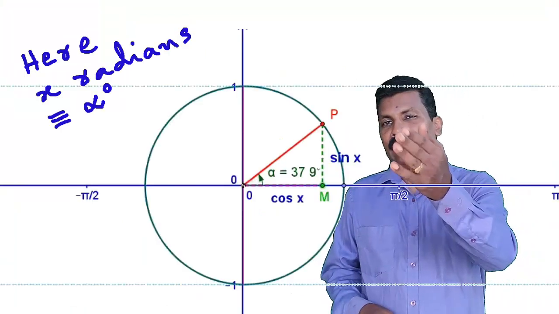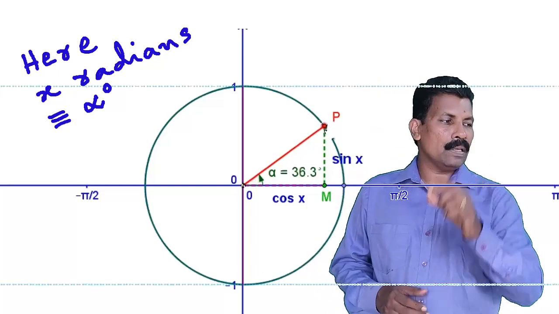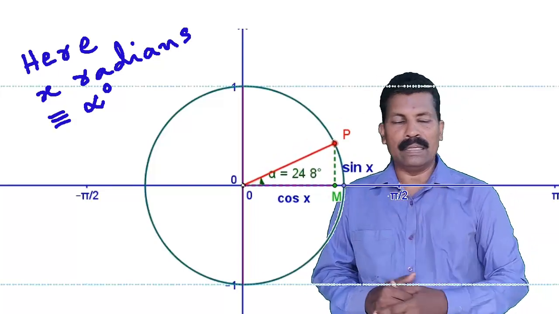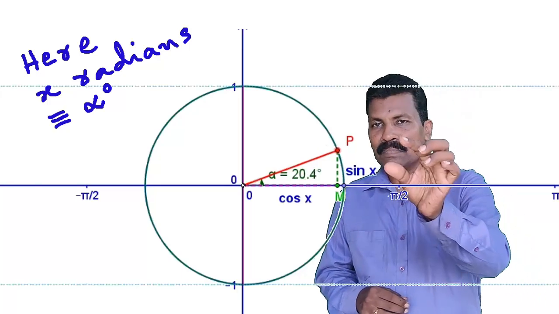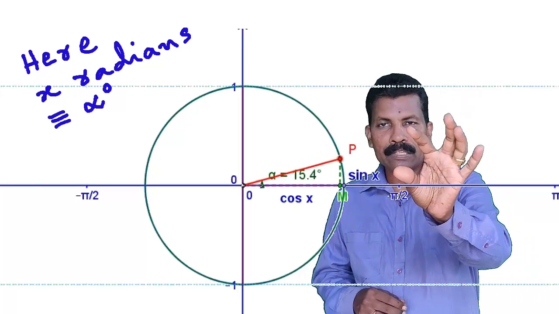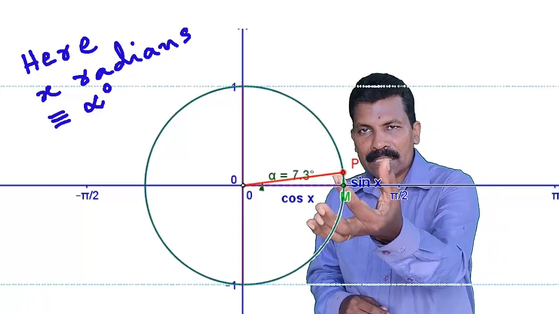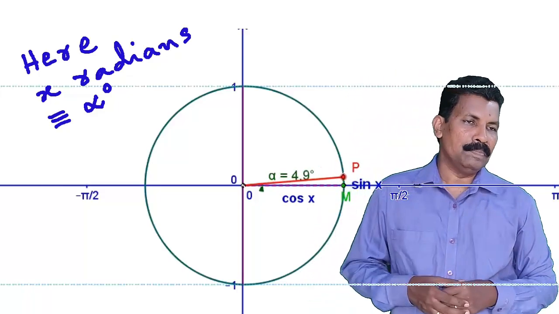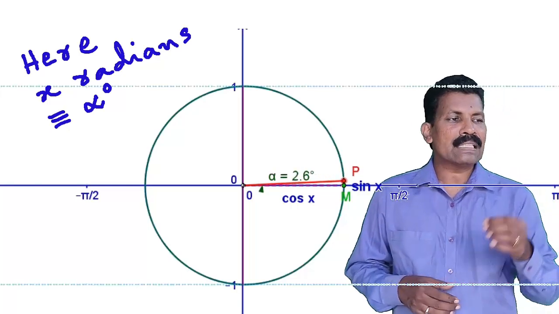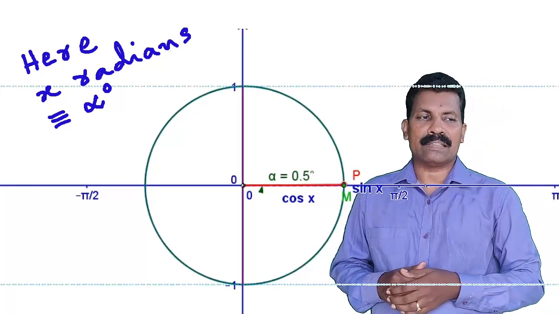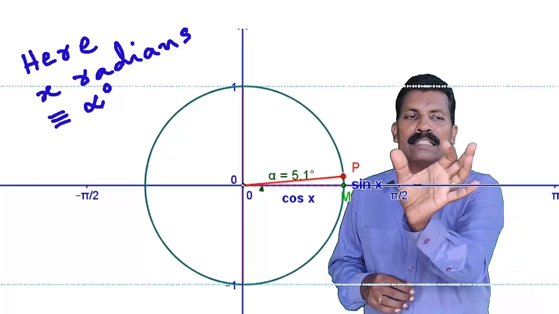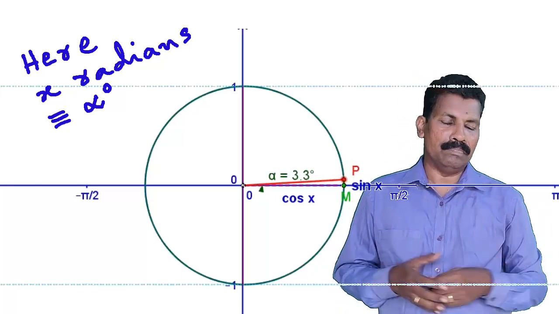Now let us consider the x radian, and you see MP is the sin x and YM is the cos x. When x becomes 0, what is happening to the height MP? That is, sin x becomes 0. And what is happening to the YM distance? That is cos x, that becomes 1. So it is very clear that when x tends to 0, sin x, the height, becomes 0, and the distance YM, cos x, becomes 1.